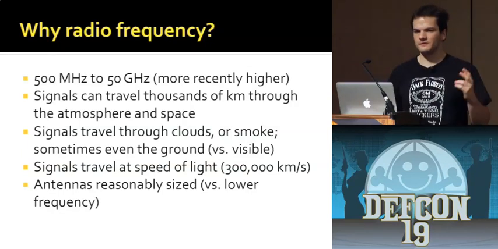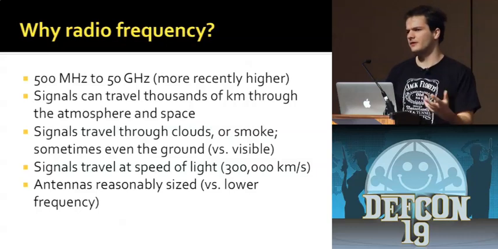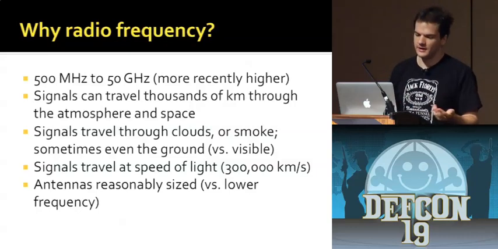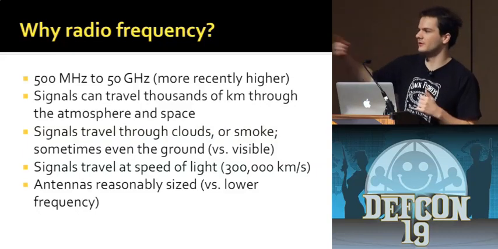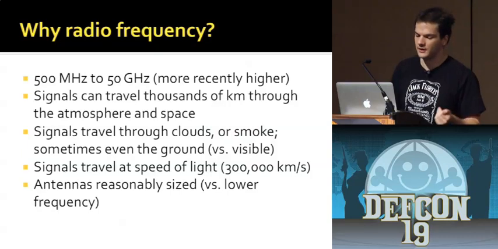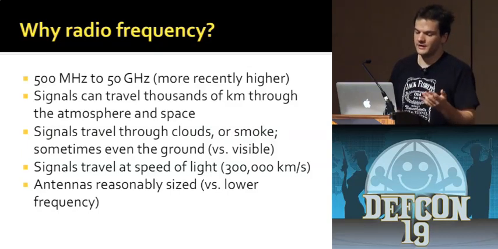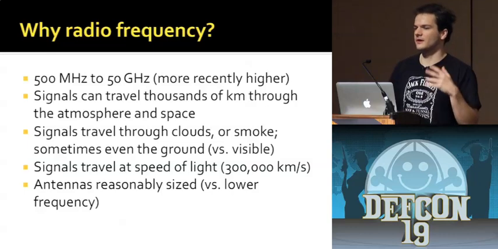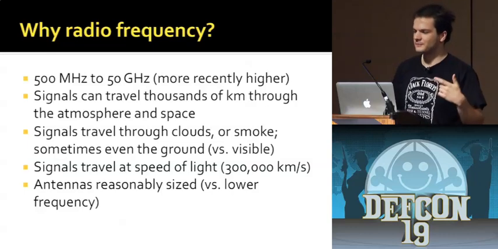The signals travel really fast, which is both a positive and a negative. So the plus side is you're getting your signal there really fast. You can detect things really far away in a short amount of time. Like sonar could take minutes to go any real distance, but this is instantaneous. 300,000 kilometers a second, I think, is like 6 or 7 trips around the world in a second.